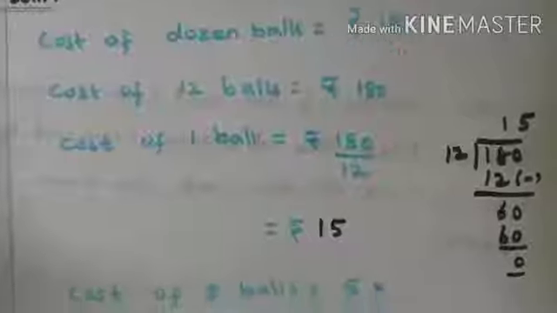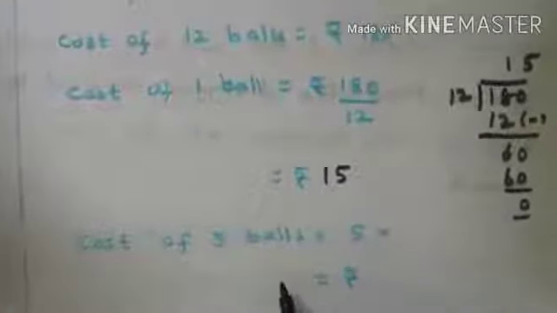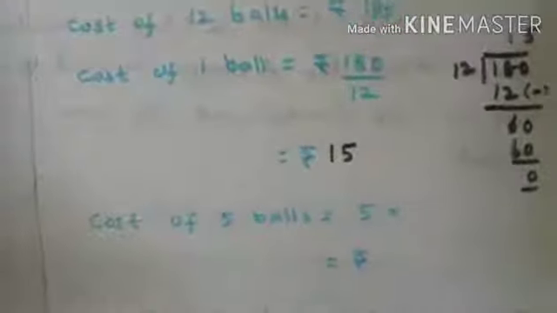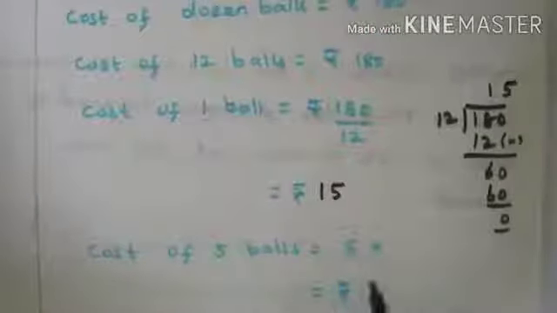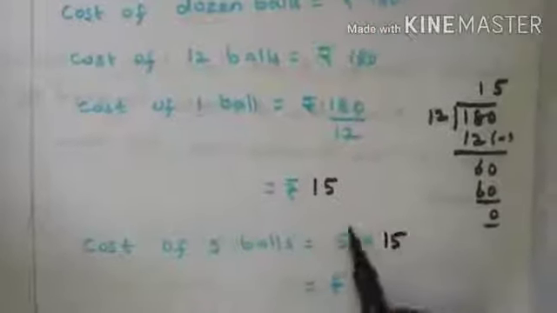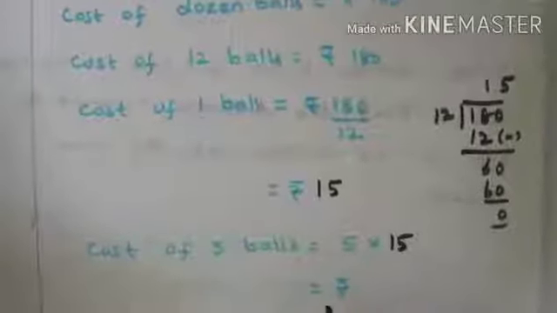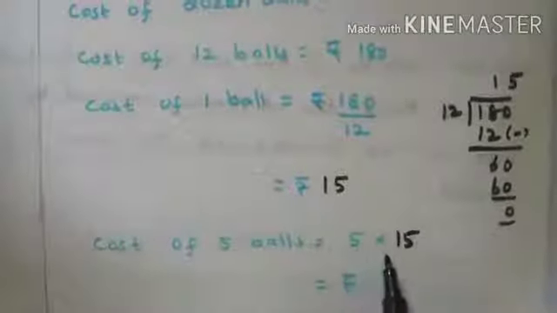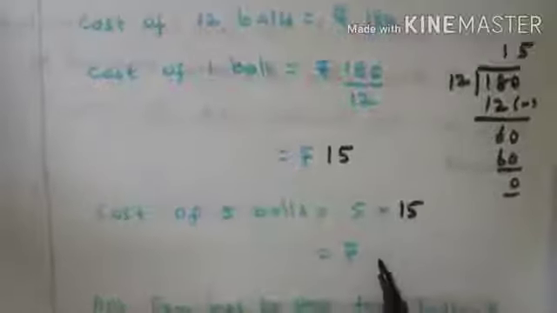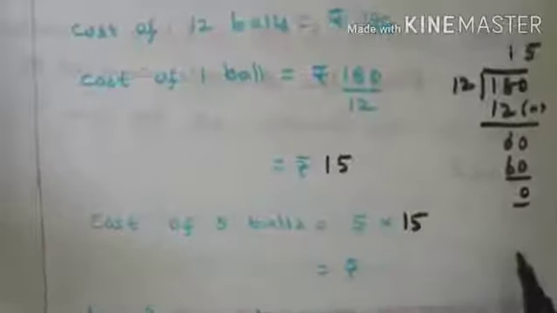Now the cost of 5 balls is asked, isn't it? So how much does he have to pay for 5 balls? Therefore 5 into 15. Now we found out the cost for 1 ball and we have to multiply it. So this is called the unitary method. So now what do we have to do? We have to multiply. So here 15 into 5.